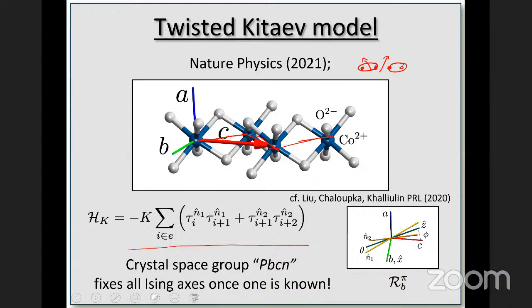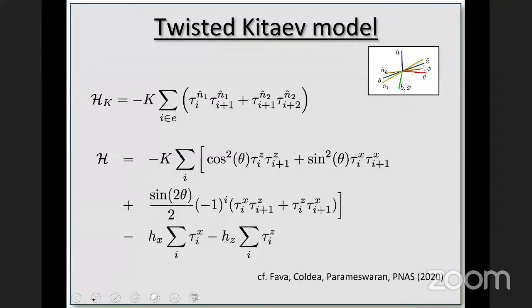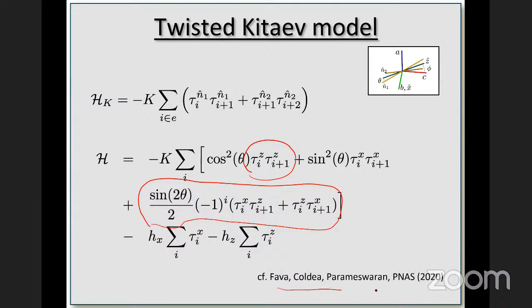I maybe won't go into the details of this. But when you write this model down, it turns out that there are interesting exchanges beyond the usual Ising exchange. There are some weird terms which are allowed by the crystal symmetry, that normally, as a theorist, you would not think of writing down. And there was this beautiful work by Pava, Koldea, and Parameswaran, which also arrived at the same term from slightly different considerations.